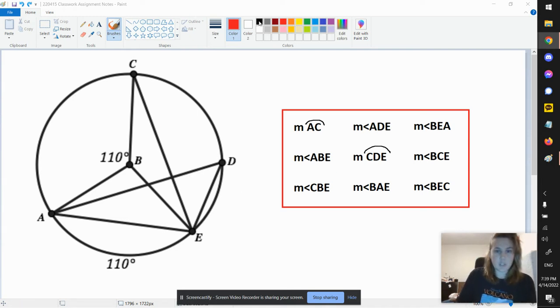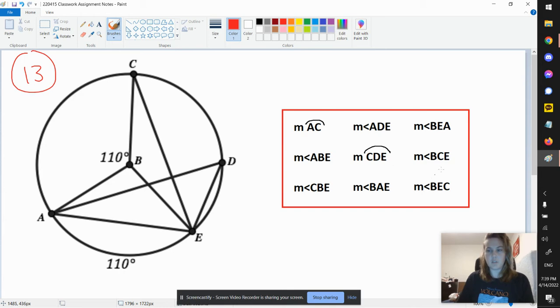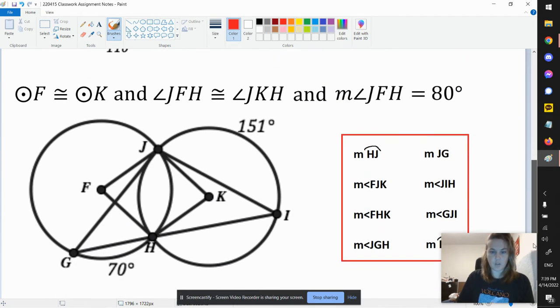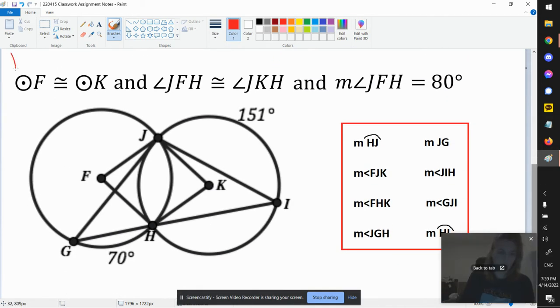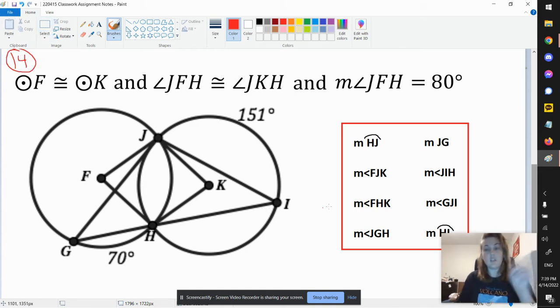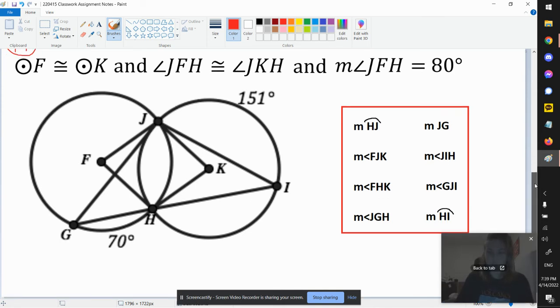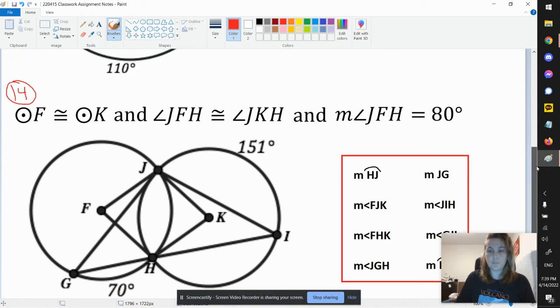For number 13, I probably should have left this in there. For number 13, here's the list of angles and arcs that I want y'all to find. And for number 14, that's so close to being a 14. Number 14, here are the list of angles and arcs that I want you to find. And let me scroll down so you can actually see it. Cool. And of course, you can pause this, whatever, write it down, get there.